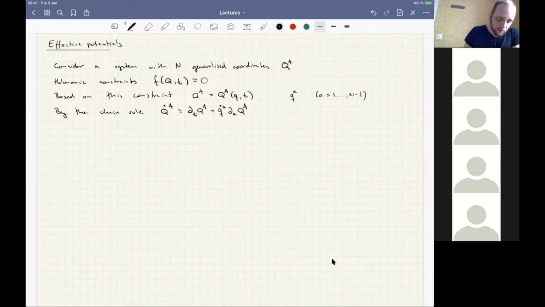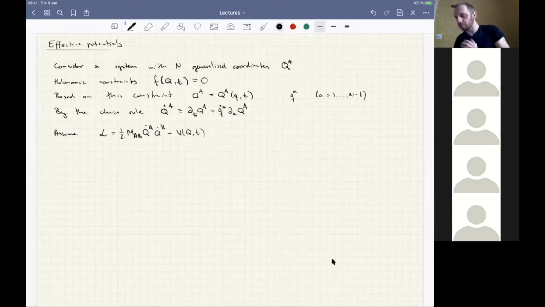And now this system is going to originally be described by some Lagrangian. So we're going to assume that our Lagrangian is given by 1/2 M_AB Q dot^A Q dot^B. And then we're going to assume that we have some potential V of Q and t.